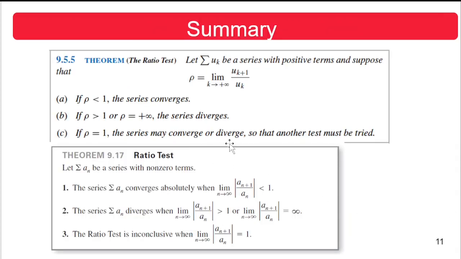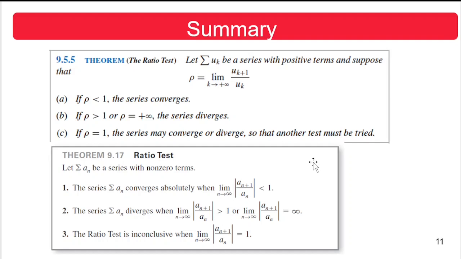So in summary, given the summation of u sub k, a series with positive terms, suppose that rho is equal to the limit of u sub k plus 1 over u sub k as k approaches positive infinity. If the value of rho is less than 1, then we can say that this series converges. If it is greater than 1 or positive infinity, then the series diverges. But if rho is equal to 1, then the series may diverge or converge, so another test must be tried.